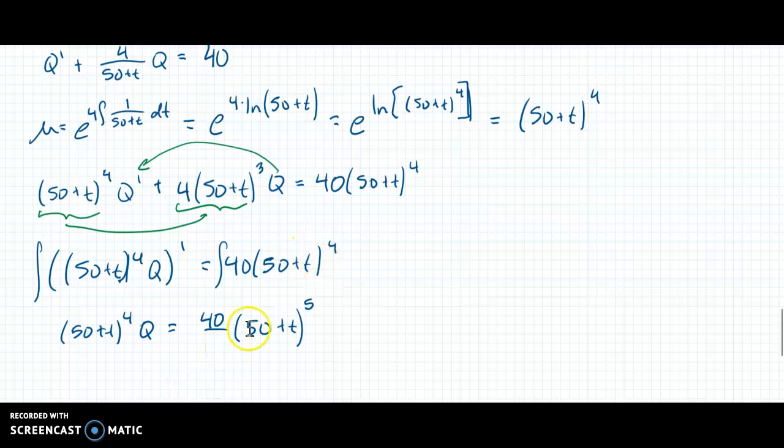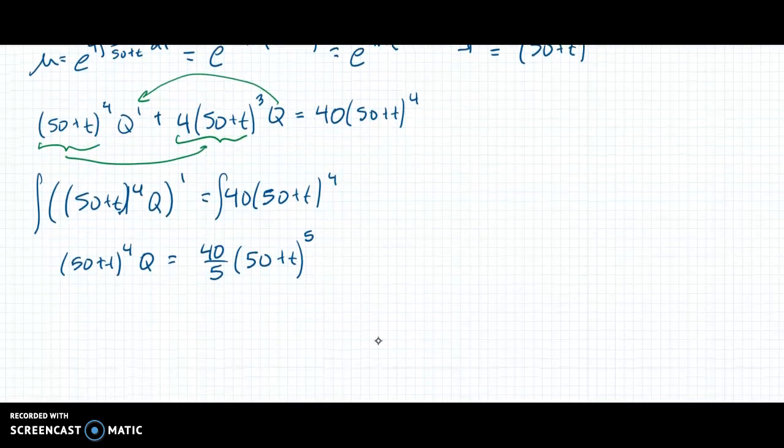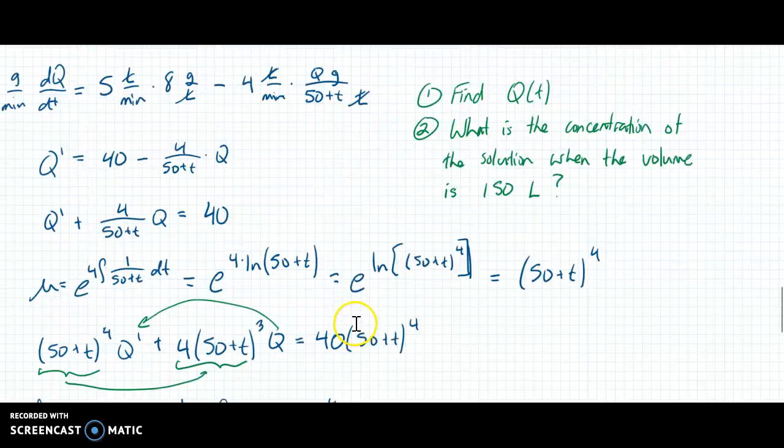It is going to be 40 over something, (50 plus t) to the fifth. Well, this 40 here needs to get divided by that 5. That's like the basic way to do u sub without doing u sub. You could do this with u's, but as you can see, this problem's kind of long. Oh, don't forget our plus c. Oh, so now here's a good time to solve for the c. We talked about this in the last video.